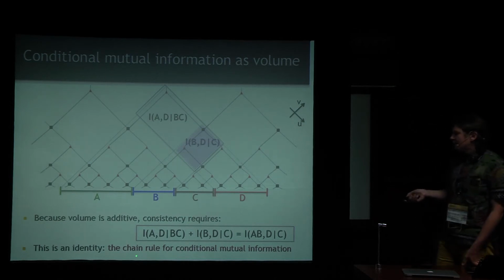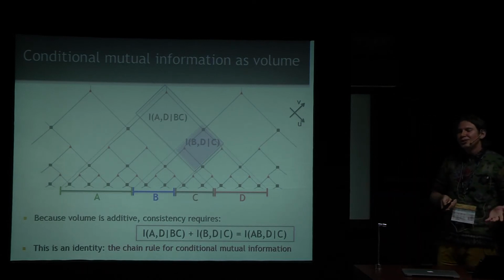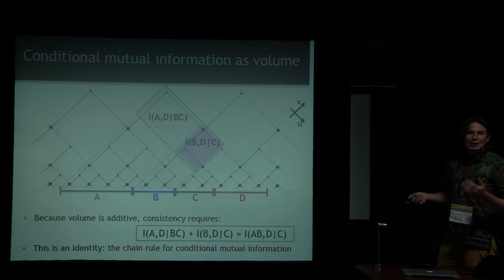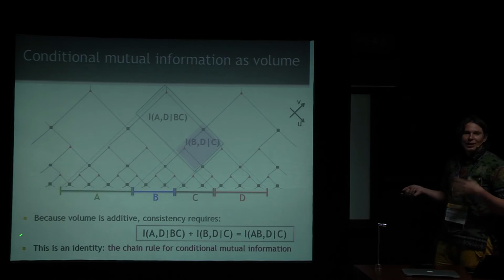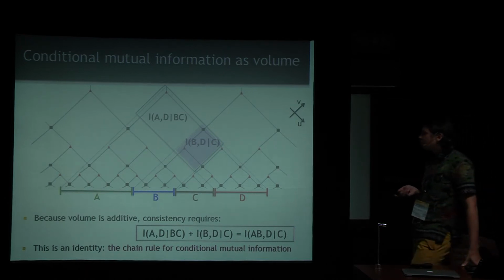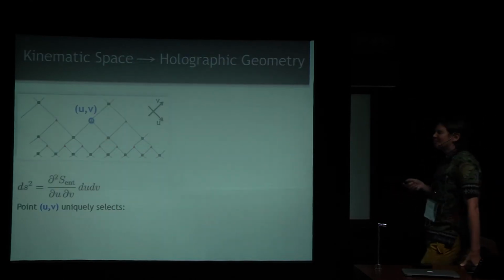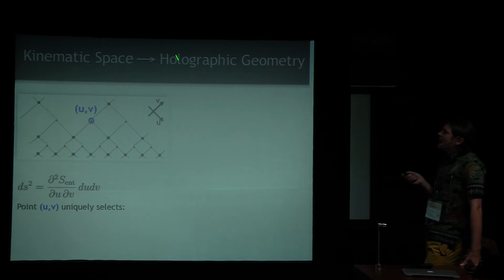So in retrospect, the chain rule for conditional mutual information was really telling me all along: if you're going to look for a geometric interpretation in information theory, you'd better look for an additive quantity to correspond to conditional mutual informations, such as the area. Okay. So we have our conditional mutual information, our kinematic metric, and now the job is to map it to a holographic geometry.